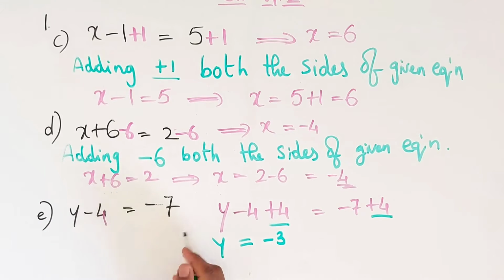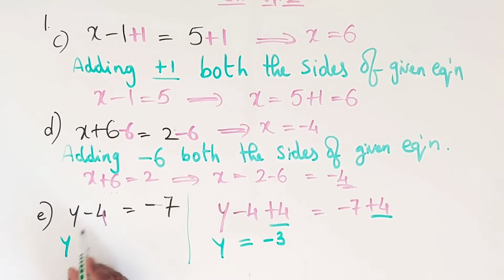Or else you can do directly here only, children. y minus 4 equal to minus 7. y equal to, send this negative 4 to right hand side. Minus 7 plus 4. This equal to minus 3. y equal to minus 3. Any method you can use.